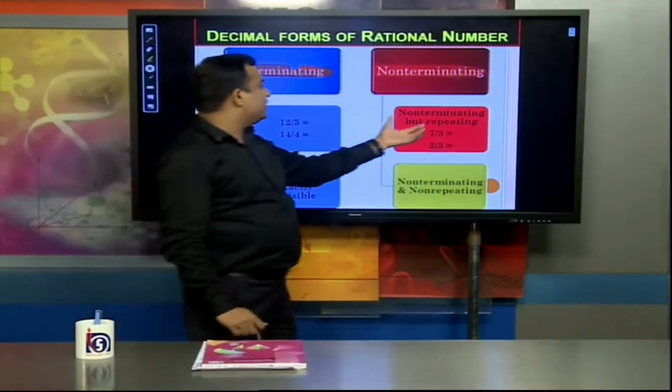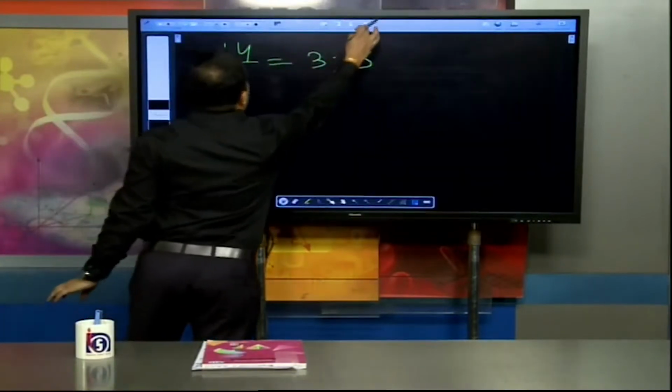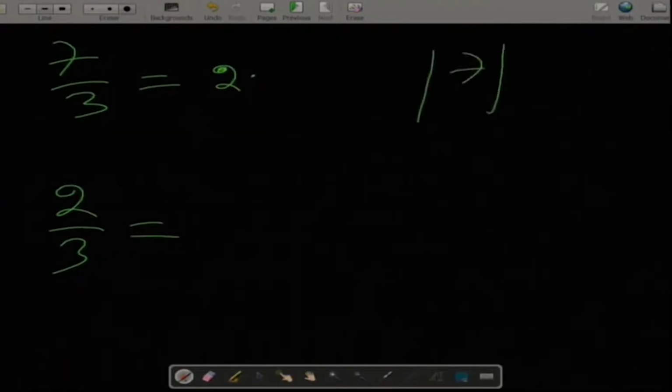How? Non-terminating but repeating: 7 by 3, 2 by 3. Suppose I take the value of 7 by 3 and the value of 2 by 3. What will the value be? For 7 by 3, 3 into 2 is 6, you will get 1 as remainder. Very simply, I can say 7 divided by 3. You will get 2, that is 3 into 2 is 6, then 10.